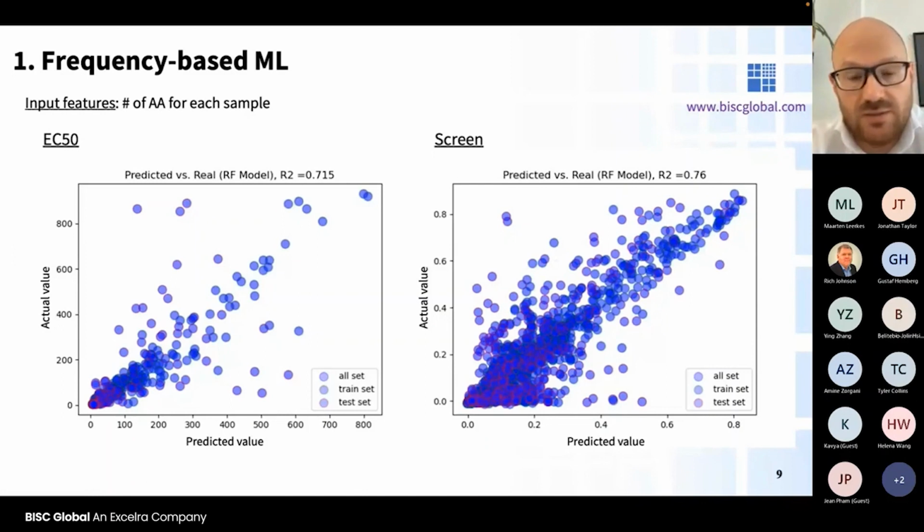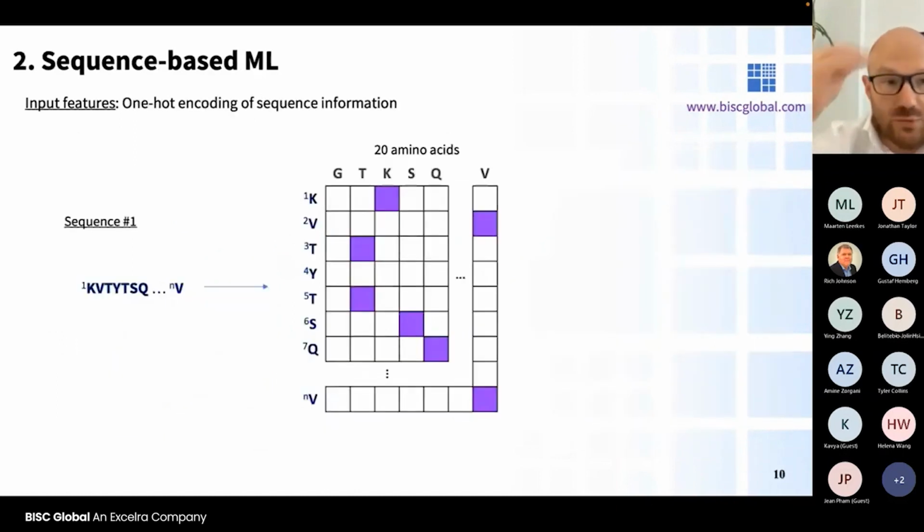We didn't talk today about this, but I presume you are all familiar with this basic concept. So what we do in terms of the sequence-based approach is we need to convert the sequences into a tensor.